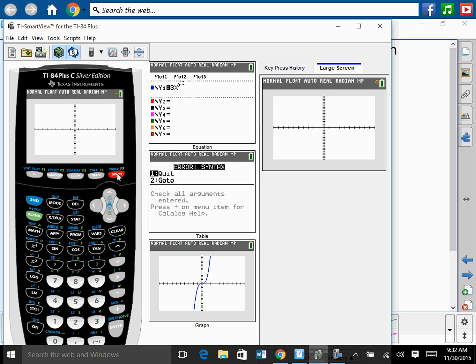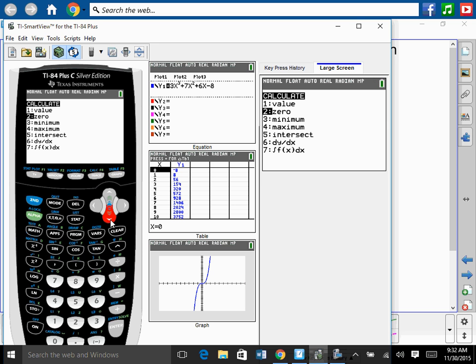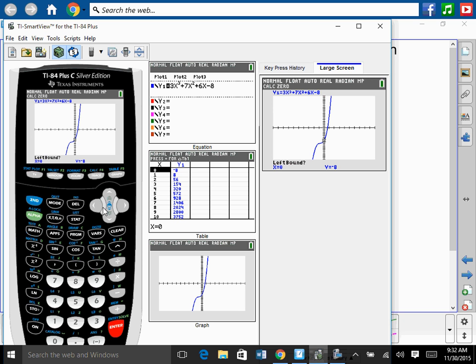Once again, you might have to change your window so you can see it better. If you need to get in closer, make it a smaller window. Oh, it's only crossing in one place again. All right, so let's figure out what number that is. So you do second trace, and I'm going for 0 because that's what we're looking for, the 0 where it crosses the x-axis. So it's asking me for a left bound. I hit enter because I'm left of it. Right bound, make sure you're right of it. I'm right of it. Hit enter. Enter again. So it's at 0.666667. Okay, so 0.666. That is one of our zeros.